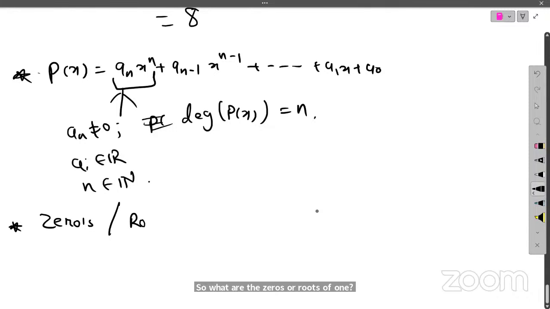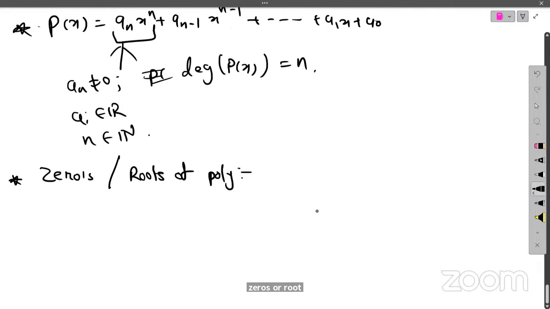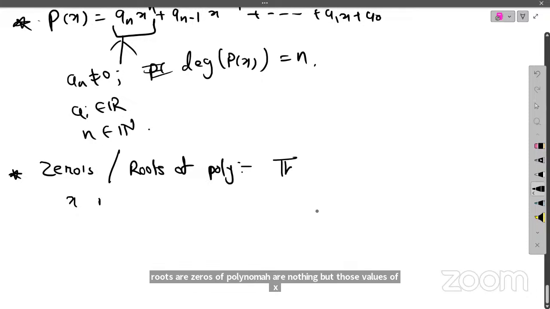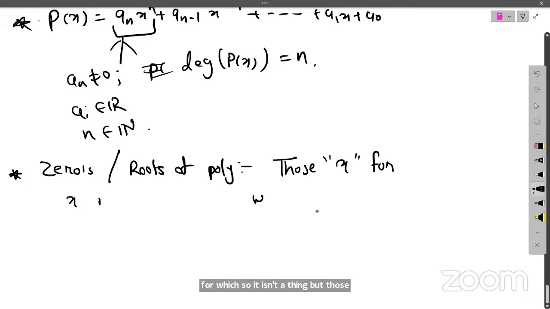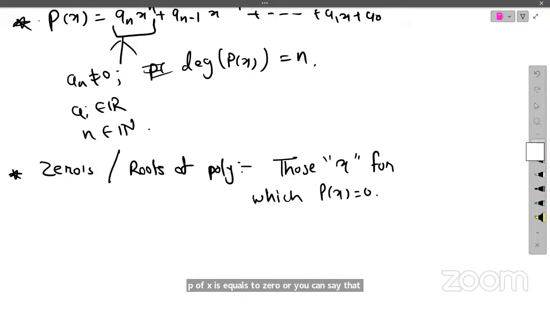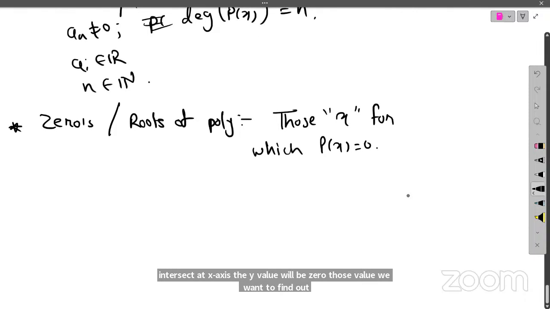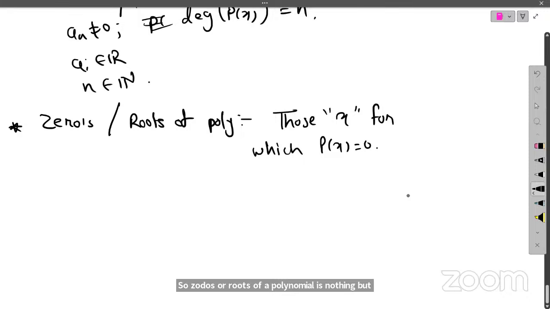Zeros or roots of a polynomial. So roots or zeros of a polynomial are nothing but those values of x for which p of x is equal to 0. Or you can say those values of x where your polynomial intercepts the x-axis, right? Both things are the same because if the polynomial intersects the x-axis, the y value will be 0, and those values we want to find out. So zeros or roots of a polynomial are those values of x for which p of x is equal to 0.